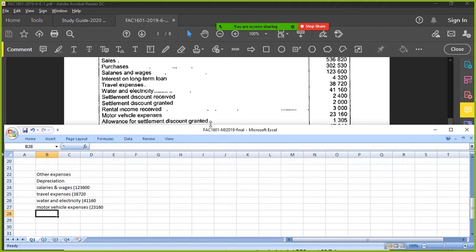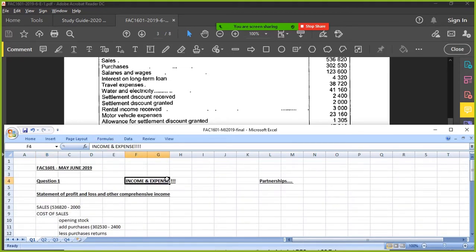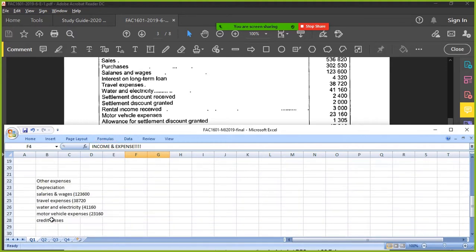Allowance for settlement discount granted. Notice I don't need it, but I might need to adjust the allowance, and then I'm going to have possible credit losses. Okay, so when I see something like that, I'm thinking about how it is going to affect this. So I know I don't need it, but I know I could need it. If I don't have it, I'll just put a 0. If I do have it, I'll put a working. Okay, generally you will have something.